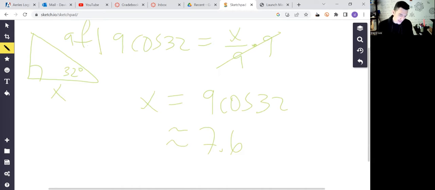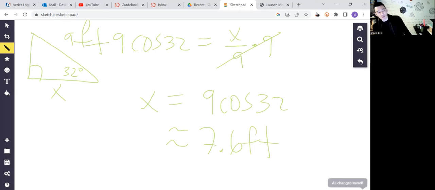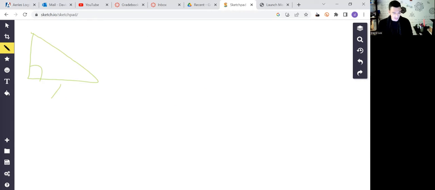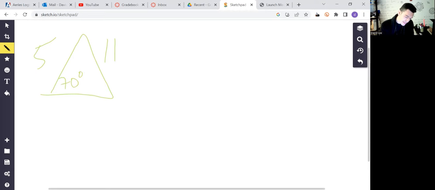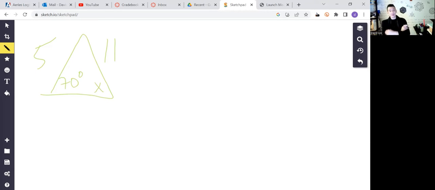And if this was in feet, then this would be 7.6 feet, roughly speaking. So a little warm-up problem here. In this situation, we did not need the law of cosines. What about this problem here? What if you have something like this? And let's say that this is 11. Let's say that this is 5. Let's say that this is 70 degrees. And let's say that the variable is right there for x.